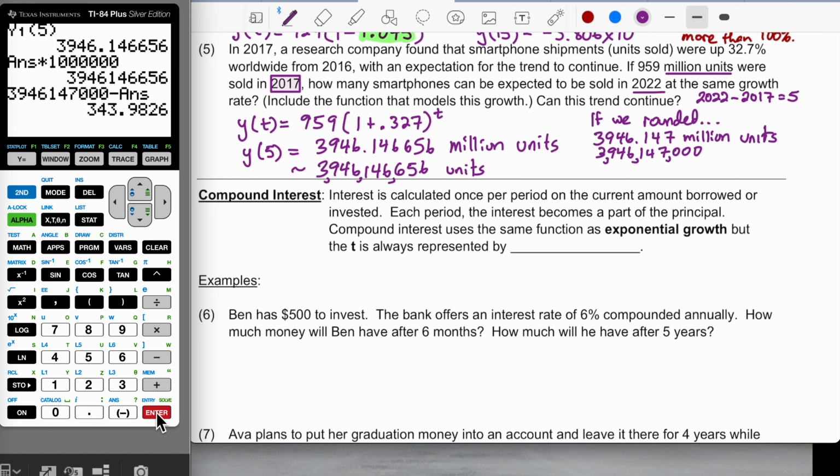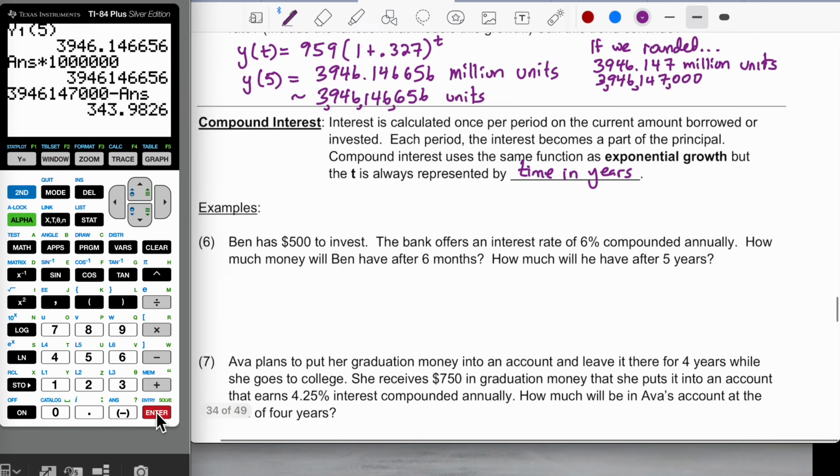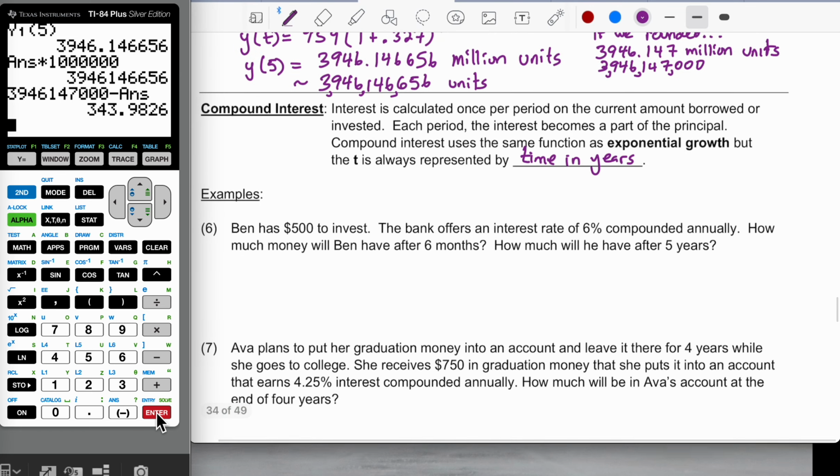All right, so that's basically what the blurb is talking about here. But compound interest uses the same function as exponential growth, but t is always represented by years, time in years. All right. So that's the one adjustment. We don't have to worry about the units of time because it's always going to be in years.